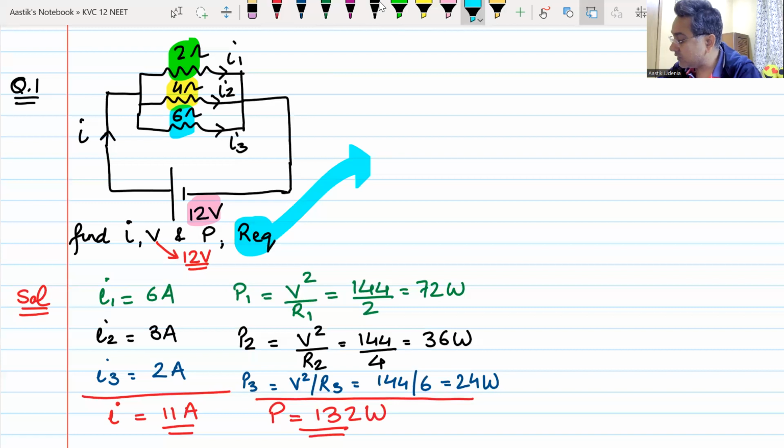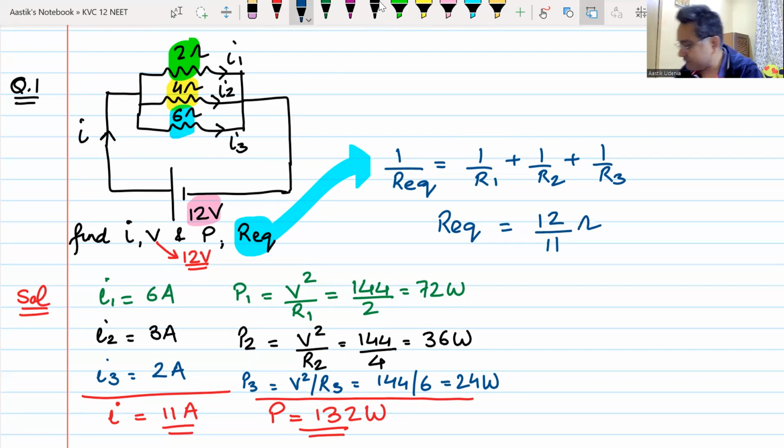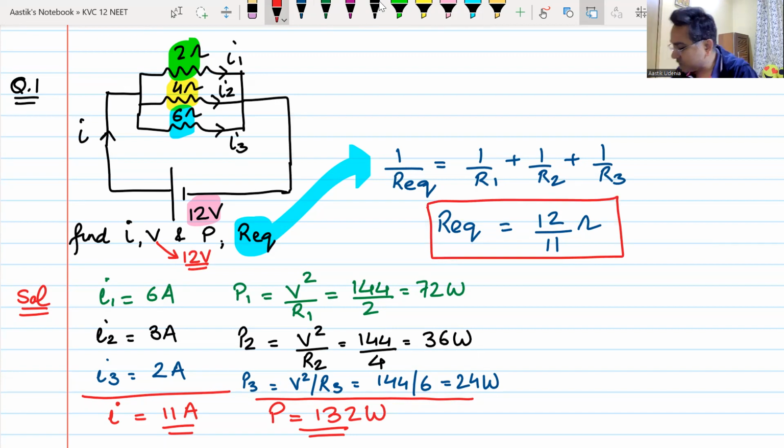Now you can find out the equivalent resistance. How will you find out the equivalent resistance? Sir, 1 by R equivalent will be equal to 1 by R1 plus 1 by R2 plus 1 by R3. When you solve this, you will get the value of R equivalent, and it will come as 12 by 11 ohm.